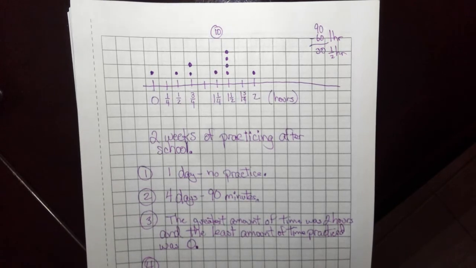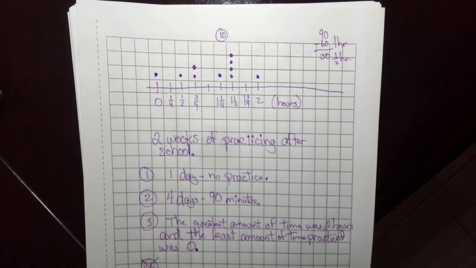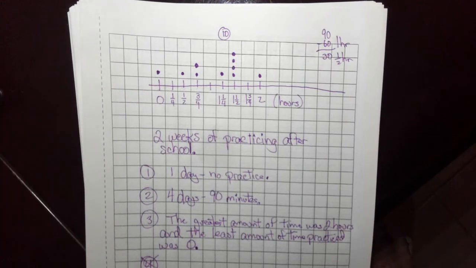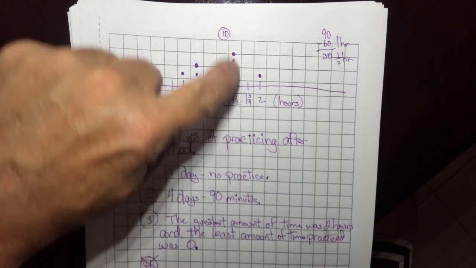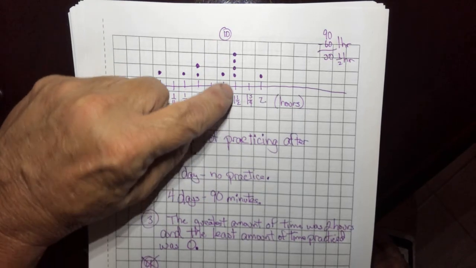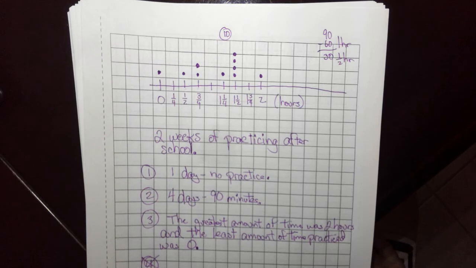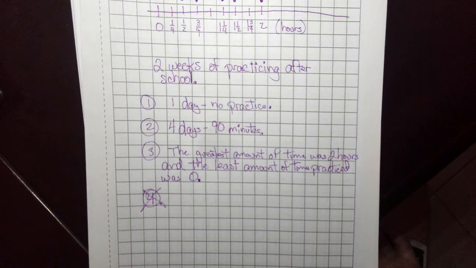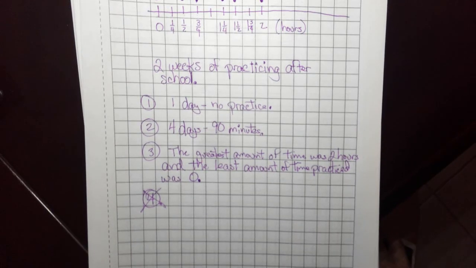Number 4. Nope, there was only 3. So that's how you analyze the data. You know that this is the greatest amount of time, this is the least. Okay, and just know that on 1 day he had no practice. When they asked about 90 minutes, that's the same as 1 1/2 hours. Okay, and there was 4 days. So there it is all wrapped up for you. The greatest amount of time was 2 hours, and the least amount of time practiced was 0. Hope this helps.